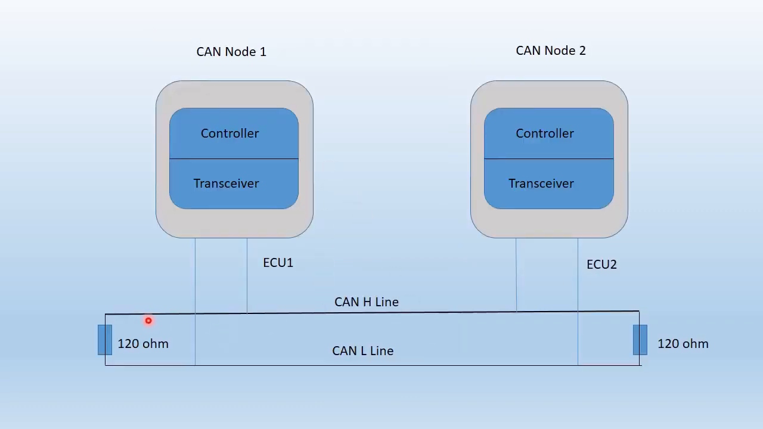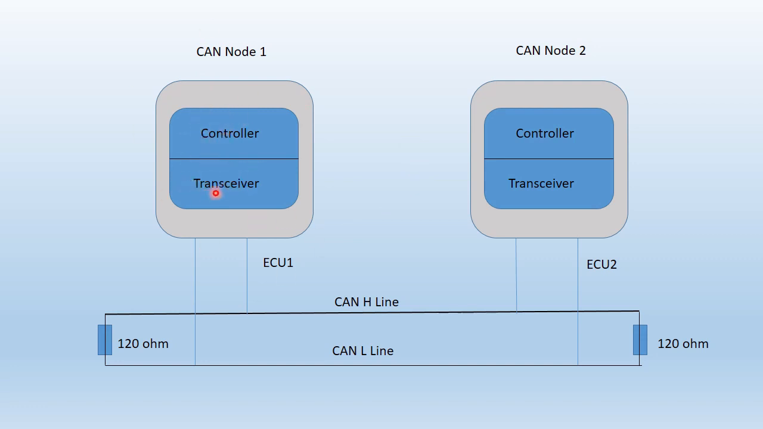A CAN bus has basically two lines, the CAN H line and the CAN low line, and both lines are terminated by a termination resistor of 120 ohms. If you want to attach your node to the bus, you just have to connect the CAN H terminal of your node to the CAN H line of the bus, and the CAN L terminal of your node to the CAN L line of the bus. That is about a node. That's how a node looks like.